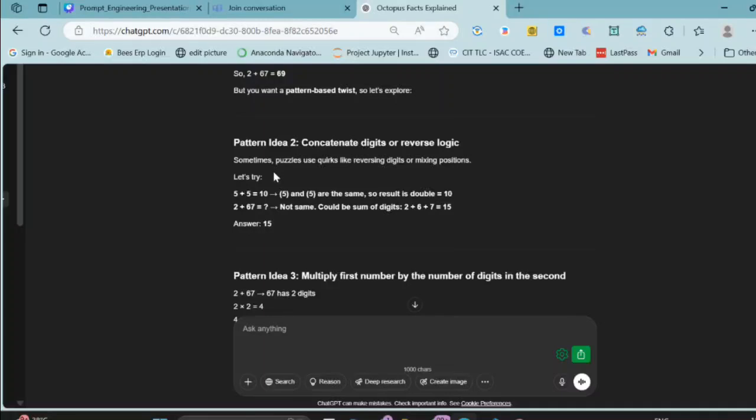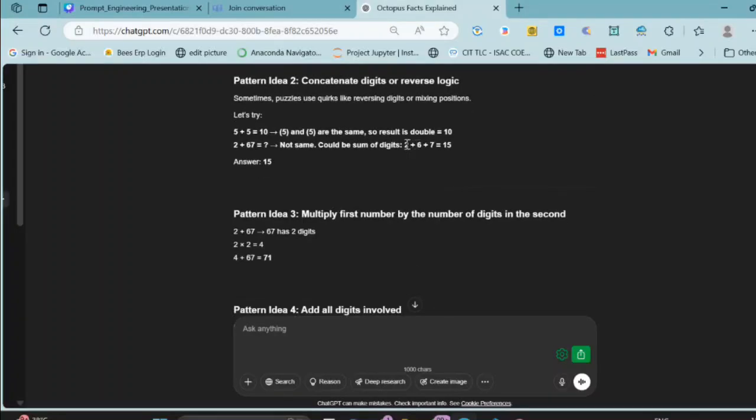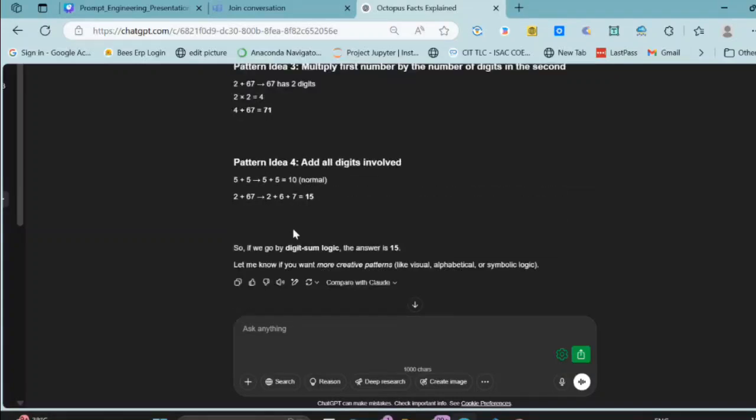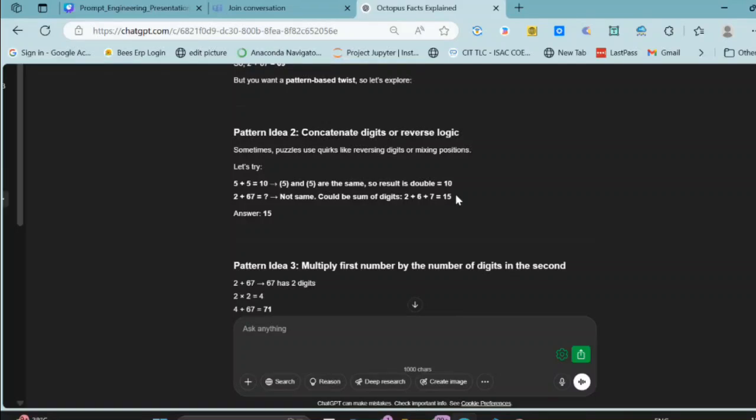But when we explore pattern 2, it checks concatenate digits or reverse logic. Sometimes puzzles use quirks like reversing digits or mixing positions. Now we got answer 15. Okay, so just consider this answer. Next, 671. Okay, fine. There are a lot of pattern ideas, but we will check one and two, pattern one and pattern two.